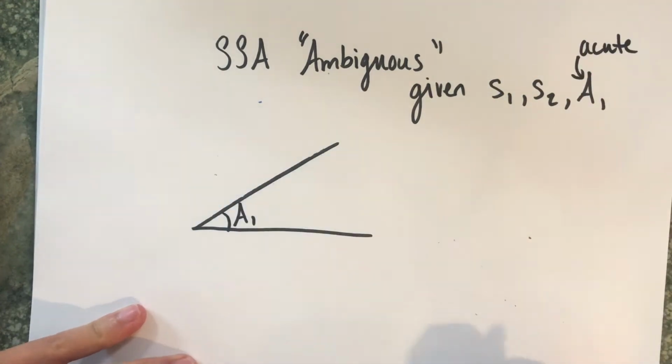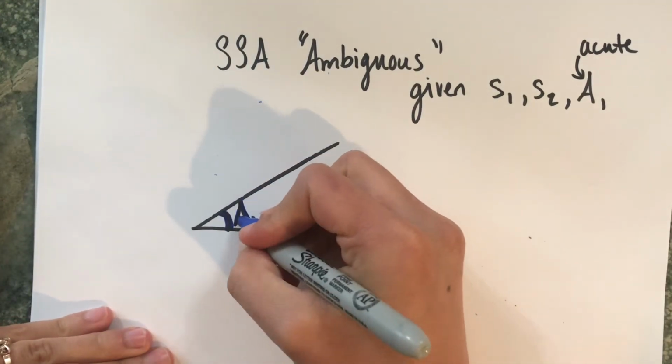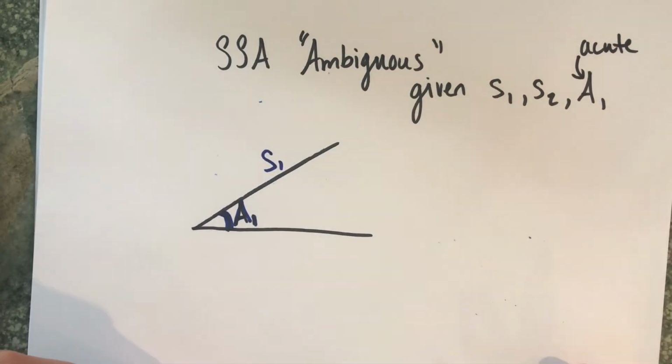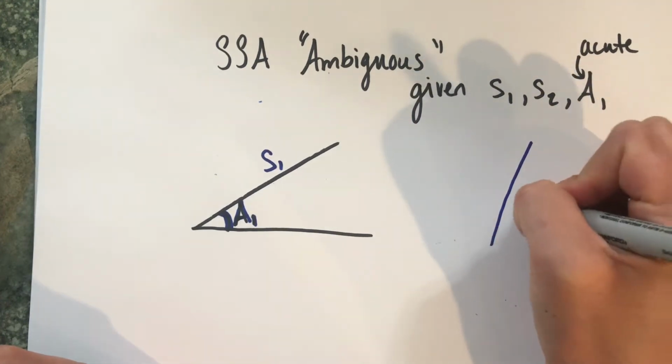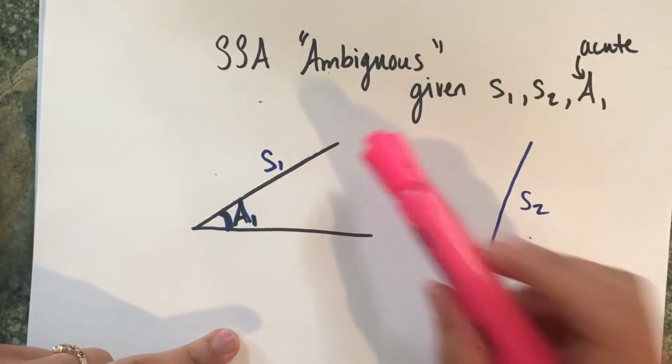So the angle is here. We're going to say that this is A1, it's an acute angle. And here we are also given a side right next to it. And then we're given a second side, S2, but I'm going to draw it over here, because I don't know exactly where it's going to go.